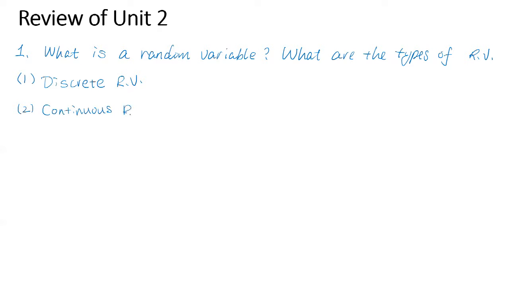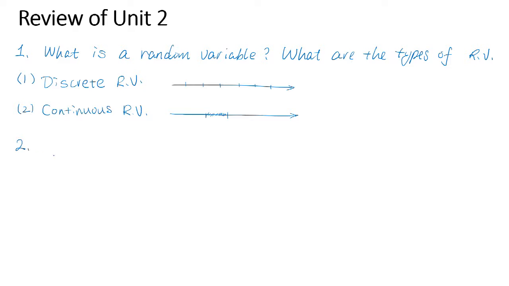Okay. For a continuous random variable, in the number axis, there exists at least one interval that x can be any value in this interval. Otherwise, if the random variable is countable, it's called a discrete random variable.